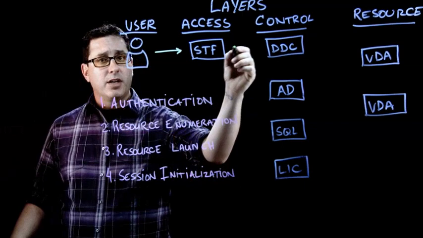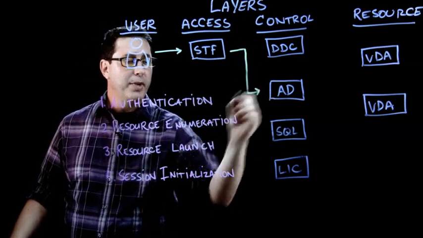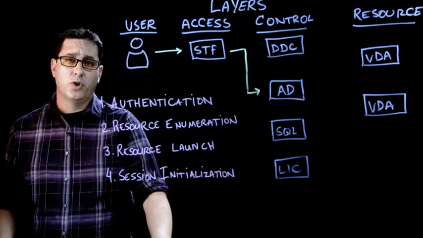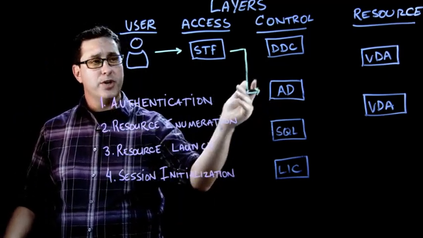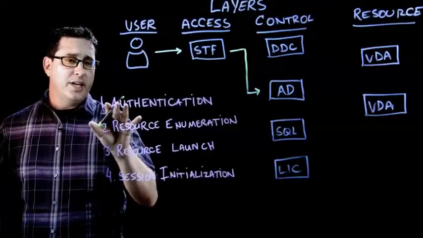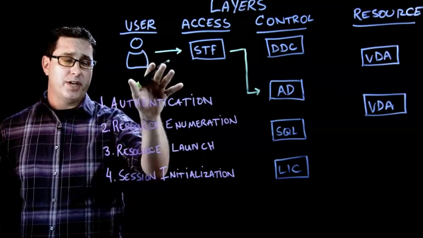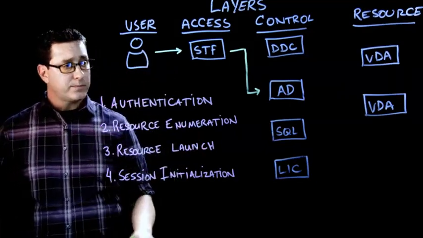Storefront contacts the AD domain controller to make sure the credentials that the user passed were authentic. And once AD authenticates that user, it sends a response back to Storefront saying, okay, we have our user here. Essentially, our first phase is done. The user is authenticated. We're ready to move on to the next phase, which is resource enumeration.